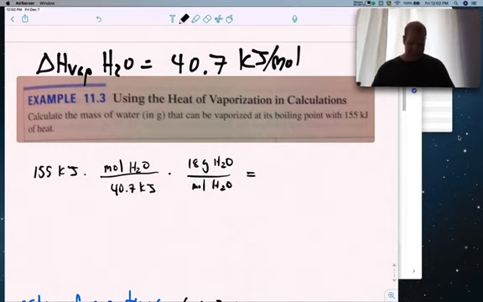And I might actually just do this. I probably would pause it, but it's a pretty easy calculation. I'll just throw it in my calculator.